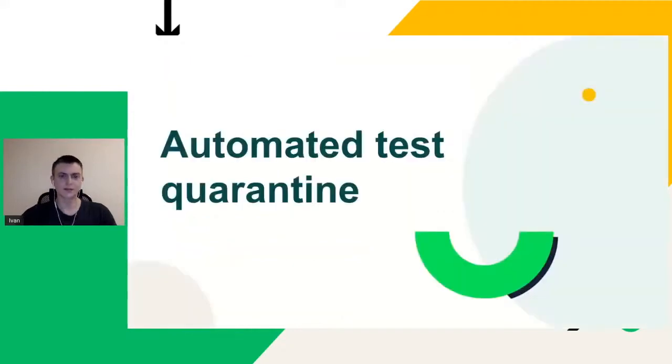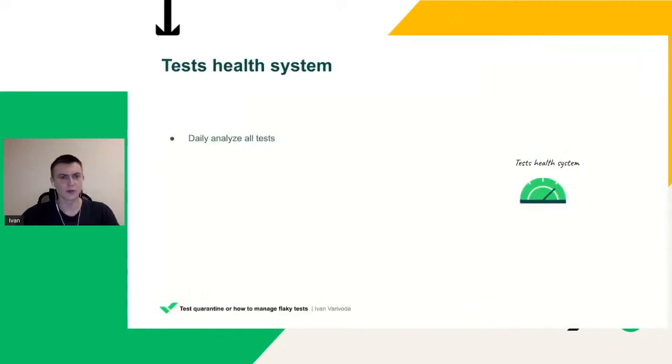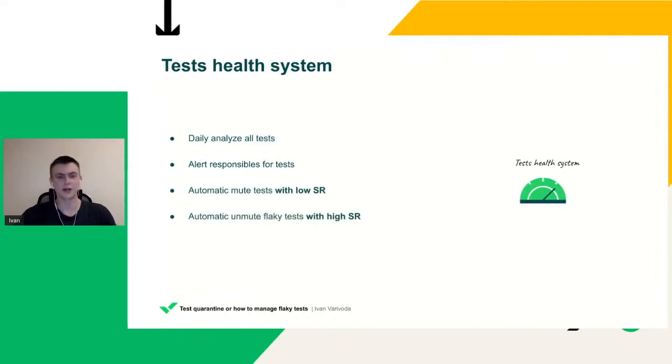And let's look at how we can improve our test quarantine by using automated processes. For this purpose, we developed a test health system. This is just a Spring Boot application with a Postgres database. And this system daily analyzes all our tests, alerts responsibles for tests, automatically mutes our web tests with low success rate, and also automatically unmutes flaky tests with really high success rate.